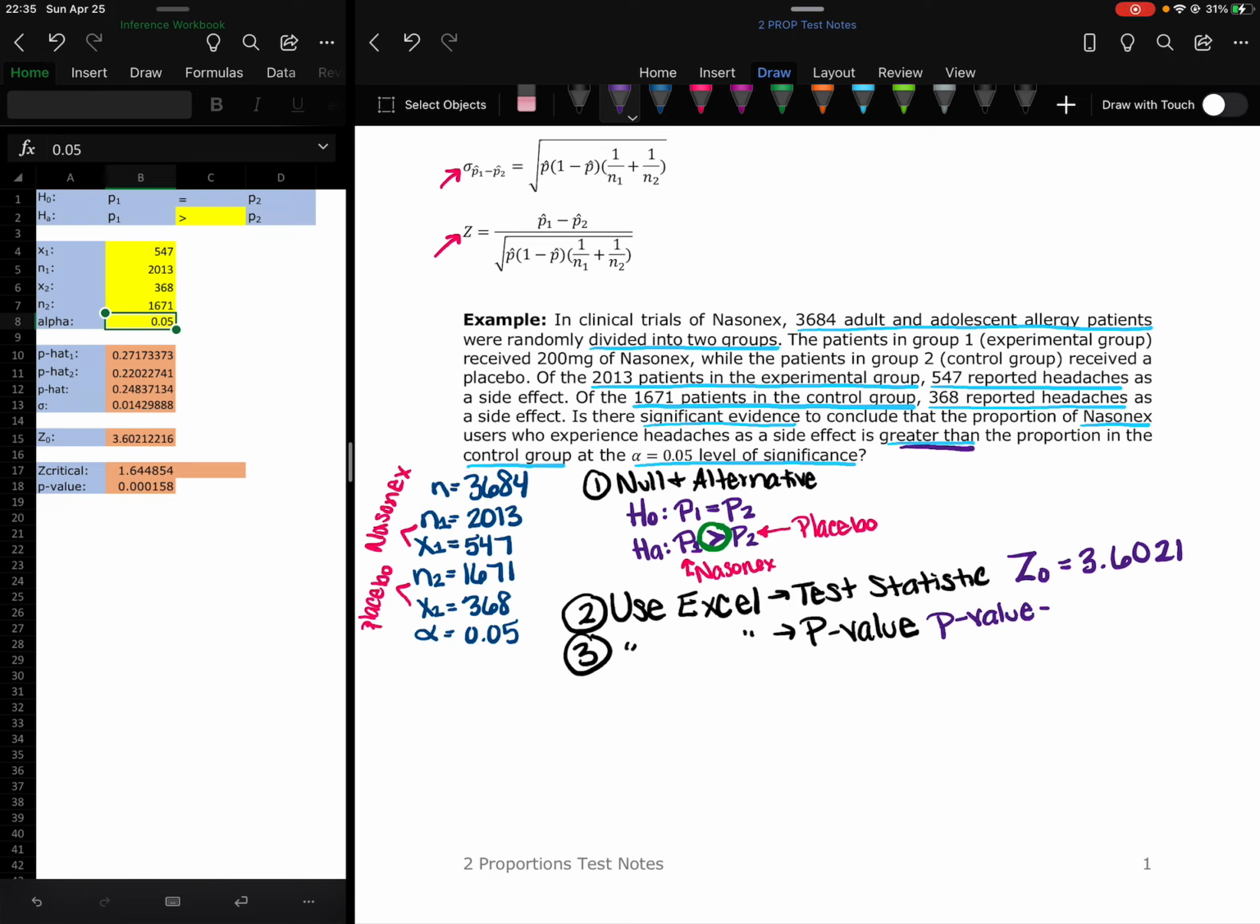And our p-value. Remember, the p in p-value stands for probability. So your answer should always start with a 0. And it's a probability, so probabilities always go to 4 decimals. So we have a test statistic of 3.6021 and a p-value of 0.0002. So then we can go ahead and come to the conclusion and write an interpretation.